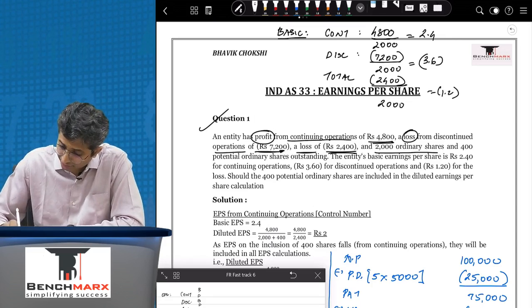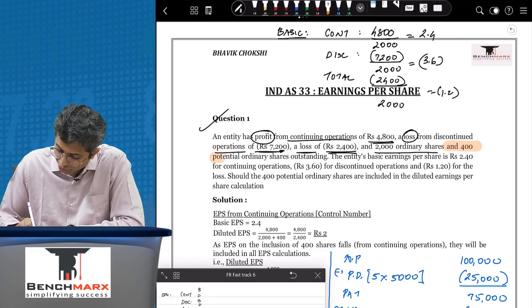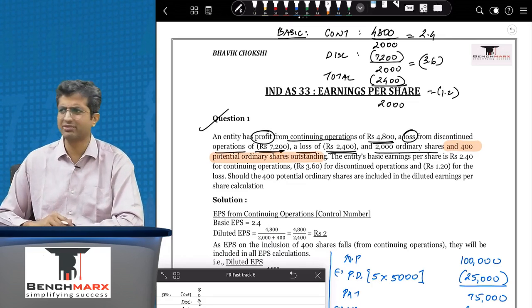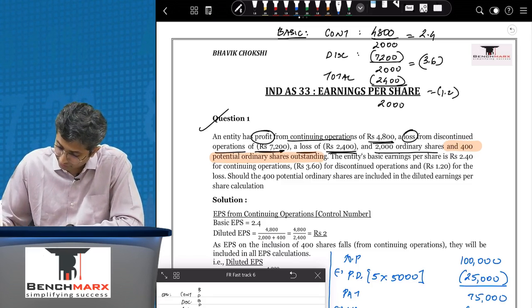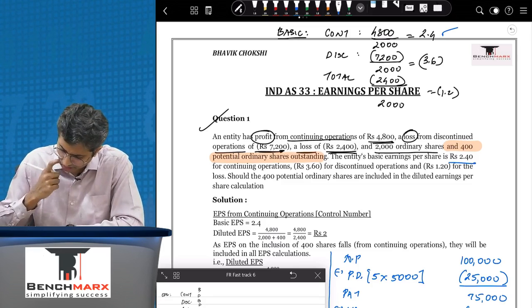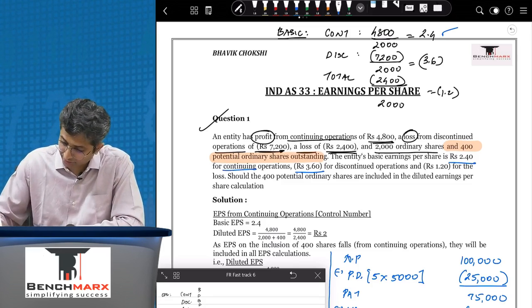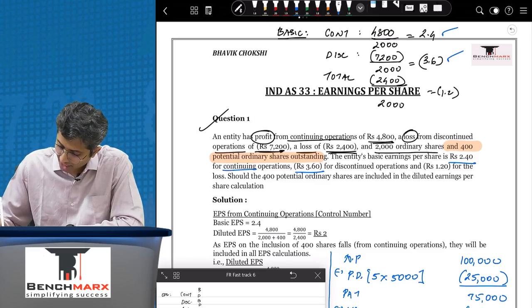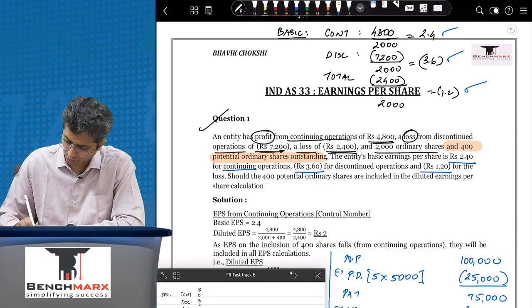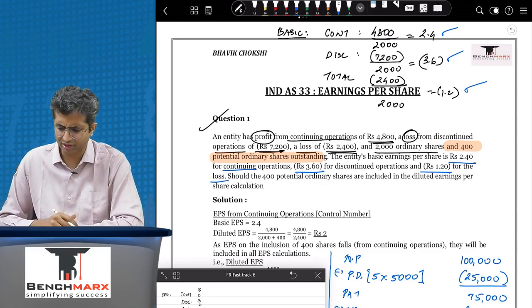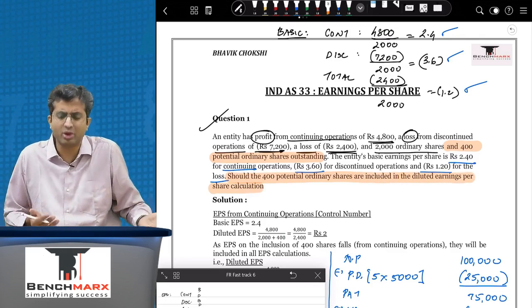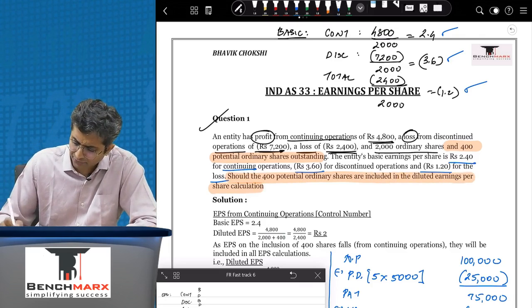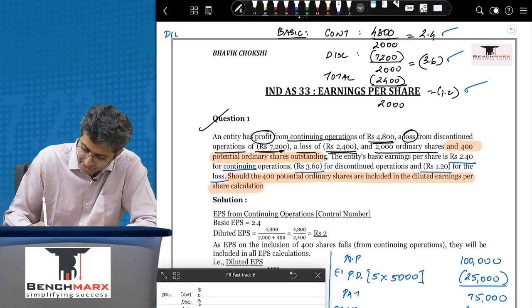Now, there are 400 potential ordinary shares outstanding. Maybe there is no cost saving attached to that. There are just 400 potential shares. The entity's basic EPS is 2.4, which we have calculated for continuing operations, 3.6 negative for discontinued operations, and 1.2 negative for the total operation, for the total loss. Perfect. So there's nothing much over here. The question is, should the 400 potential shares be included in the diluted EPS calculation? Well, we will say, why not? Let us try to find out what will happen if we include the 400 potential shares.